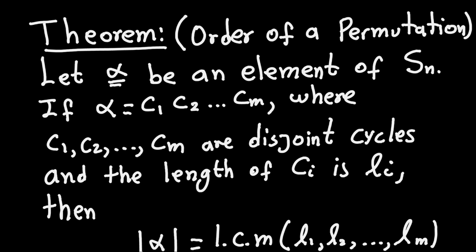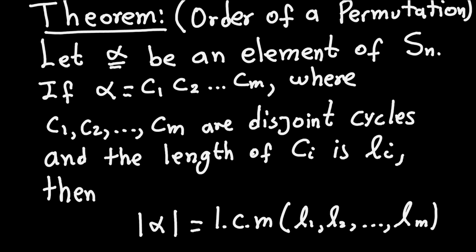Let me start this lecture by looking at the order of a permutation. The idea is that we want to know the order of a permutation given that we have the cycle decomposition. So let's say we have alpha, an element of Sn, the permutations of n elements, and you know that alpha is a product, or to say it better, a composition of permutations, cycles C1, C2 up to Cm, and more importantly, they are disjoint.